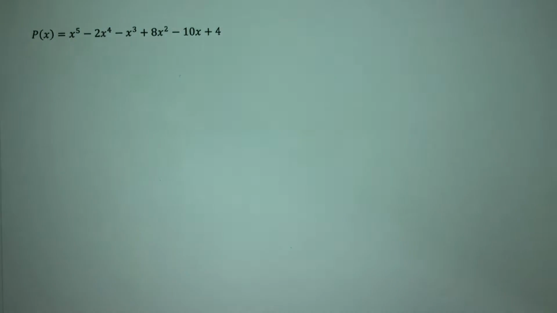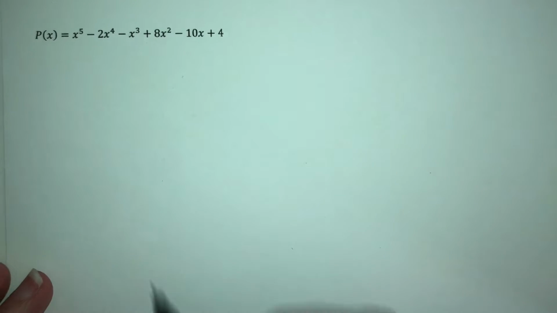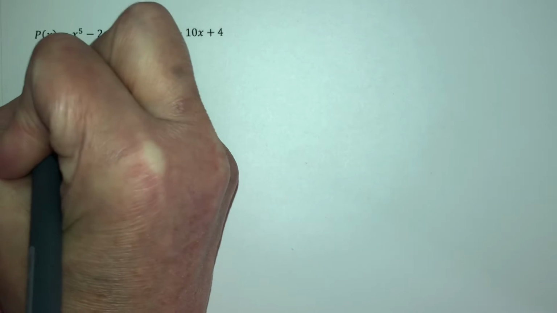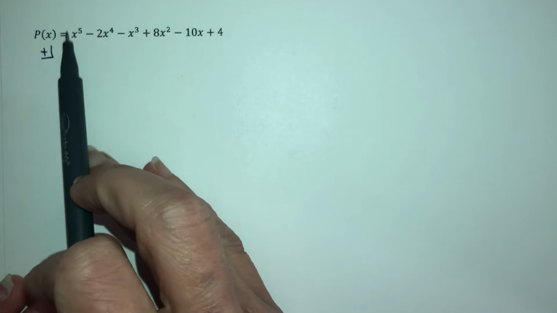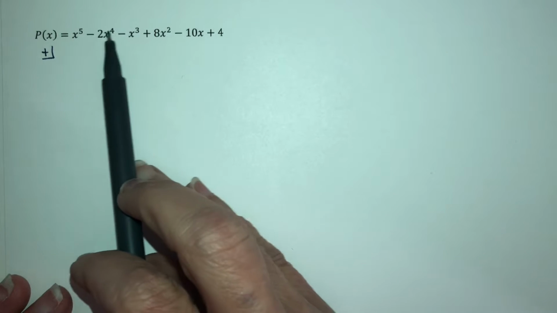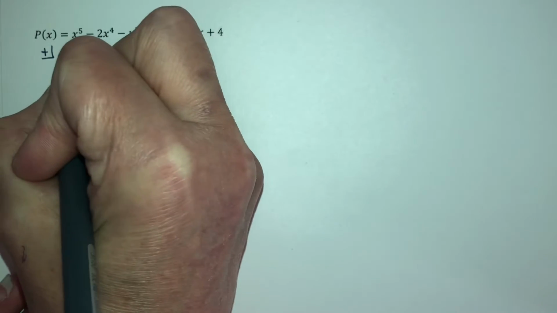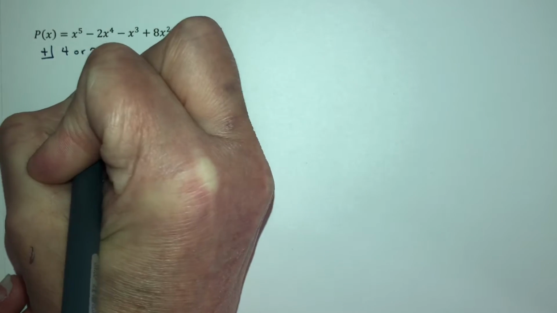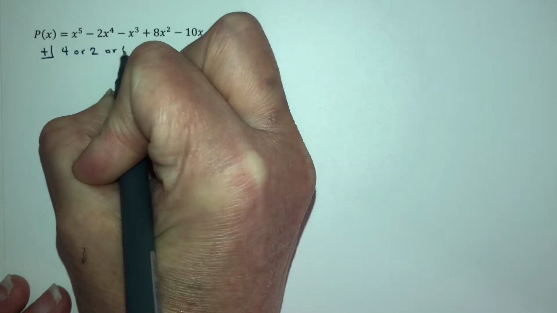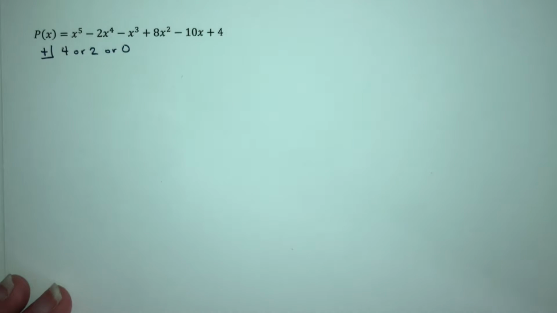So first of all, let's use Descartes' rule of signs to figure out how many positive and negative solutions we can have. Let's count the number of sign changes: 1, 2, 3, 4. So I have 4 or 2 or 0. Remember, you subtract 2 until you hit either a 0 or a 1.